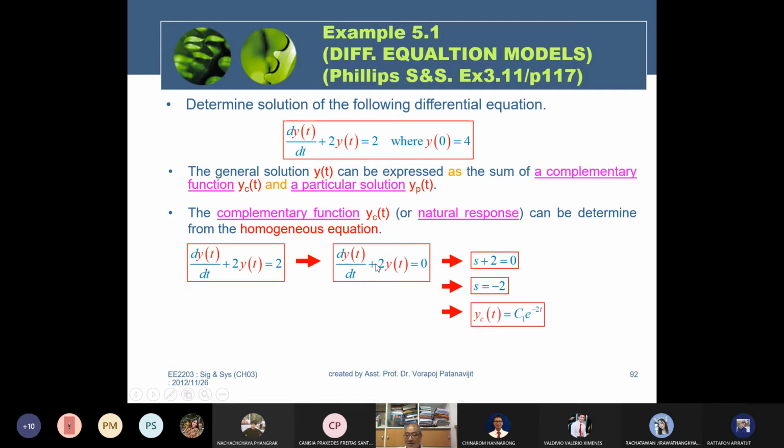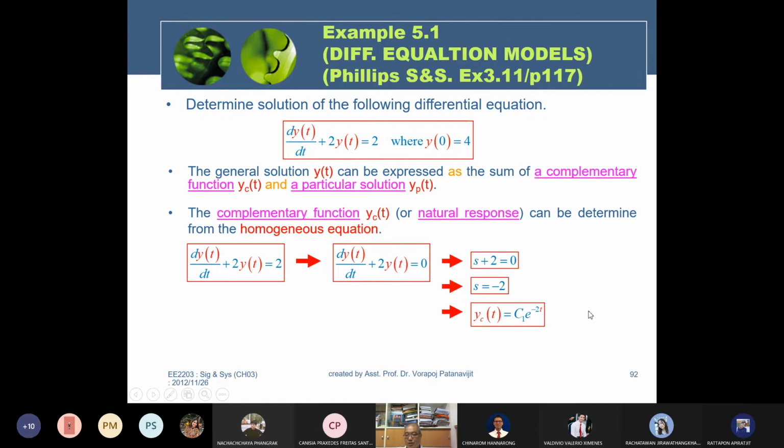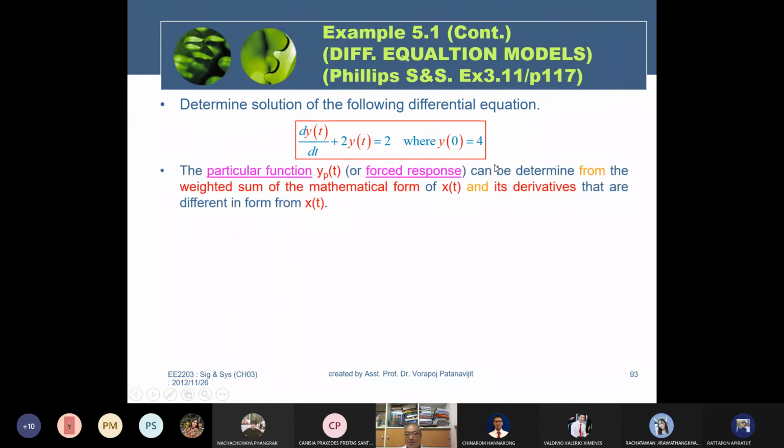And yc in this case, as I told you before, is first order, so you have only one exponential form: c1 e^(st), with s equal to minus 2, so yc = c1 e^(-2t). You get the first solution, which we call the complementary function. The next one, you must determine the particular solution. The particular solution is from the non-y term, and the non-y term, or x(t), in this case equals a constant 2. If it's a constant, you set yp to be P, a constant.